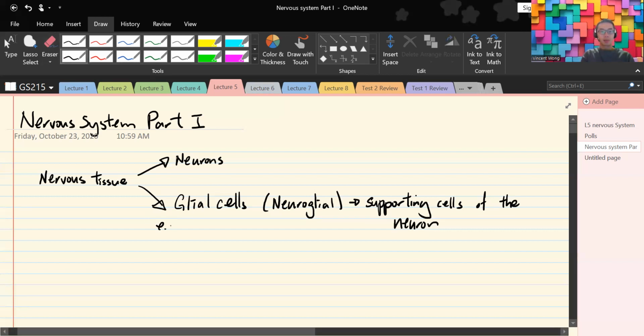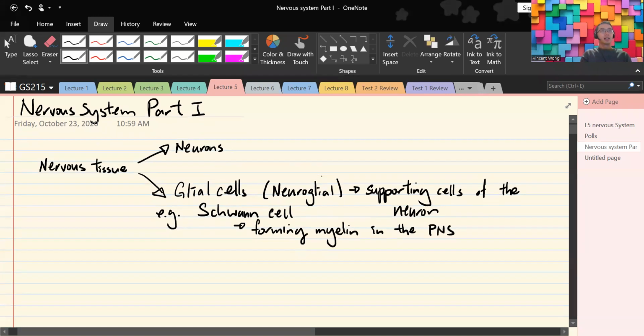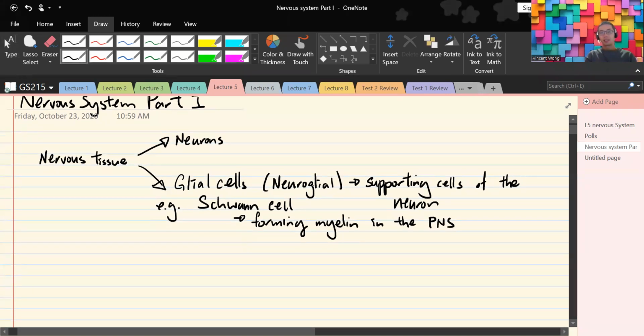So I'll list some examples here. Thank you. That's a Schwann cell. Okay, which is important for forming myelin in the peripheral nervous system. Anyone have another type of glial cells? Yes, oligodendrocyte. Yeah, oligodendrocytes. Thank you.